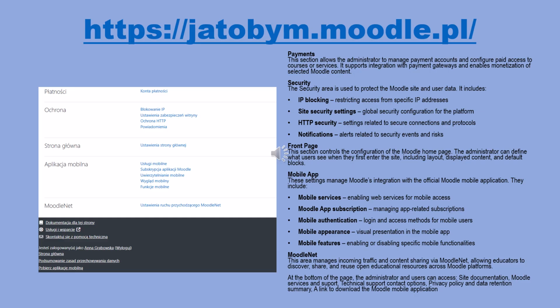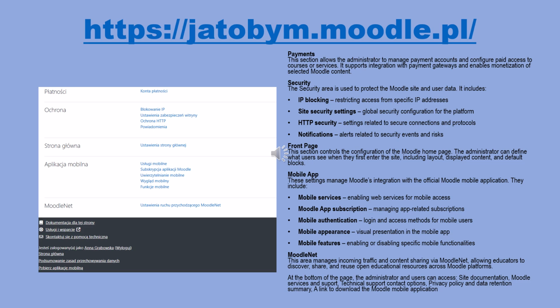Front page. This section controls the configuration of the Moodle homepage. The administrator can define what users see when they first enter the site, including layout, displayed content, and default blocks. Mobile app. These settings manage Moodle's integration with the official Moodle mobile application.